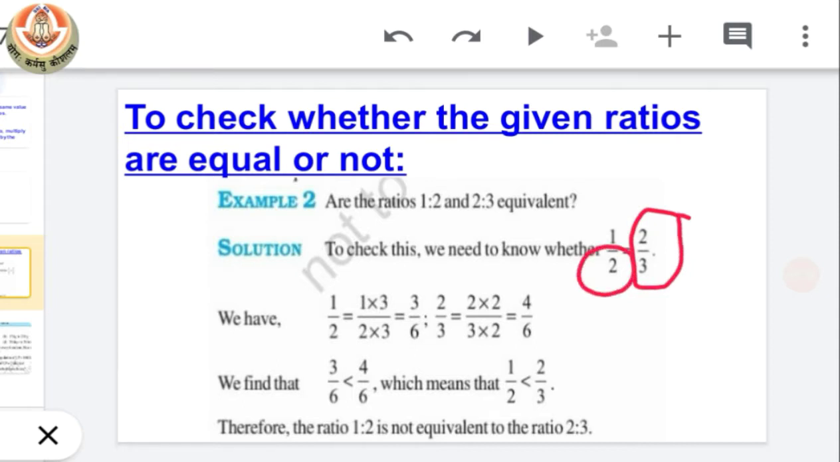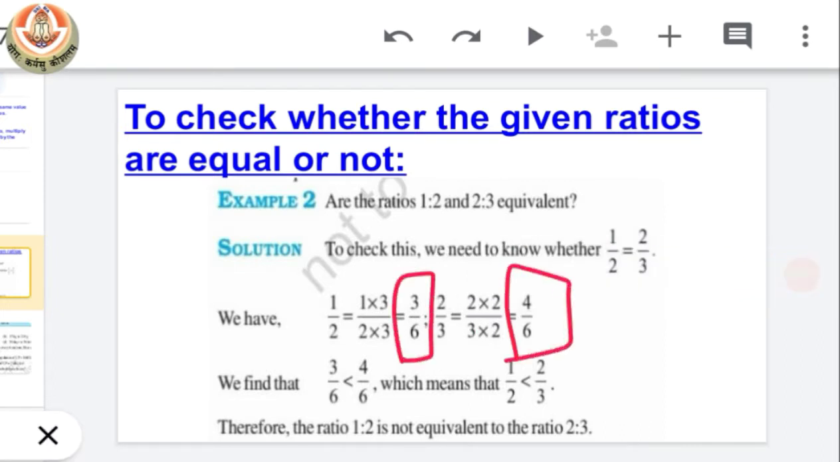As you can see here, we are multiplying 2 by 3 with 2, and we get 4 by 6. Now we have two new fractions, 3 by 6 and 4 by 6. You can see that both have the same denominator, that is 6. That means now 1 by 2's value becomes 3 by 6 and 2 by 3's value becomes 4 by 6.